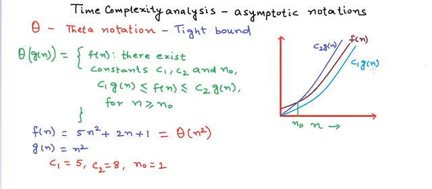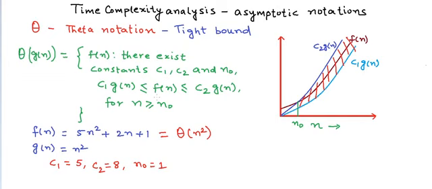So we can see in the graph that f(n) is bound by these two functions c1 g(n) and c2 g(n) after n is equal to n naught. So this f(n) always lies between these two functions. In time complexity analysis, we should always try to find the tight bound expression or the theta notation of the time taken, because that gives us the best idea about the time taken.